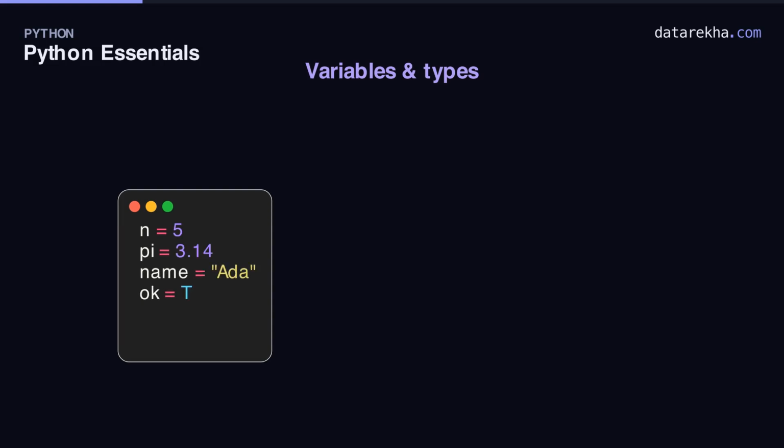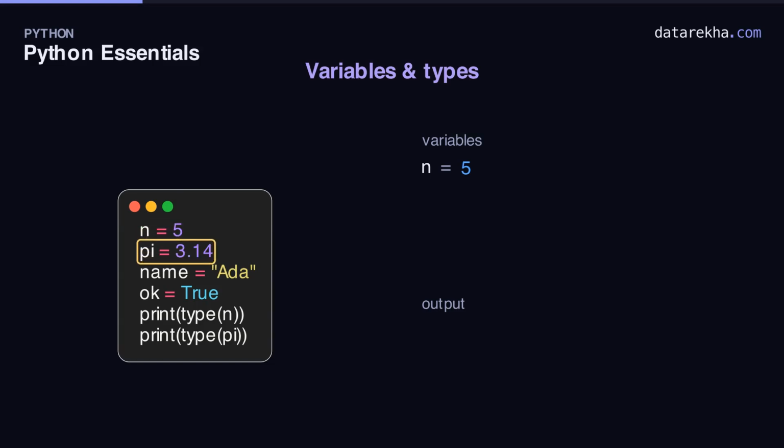Start with the atoms of every program. Variables. A variable is just a name pointing at a value. The equal sign isn't a question, it's an arrow. Take the value on the right and let the name on the left stand for it. Line 1, n is assigned 5, a whole number, an integer. Watch the panel on the right. n holds 5.